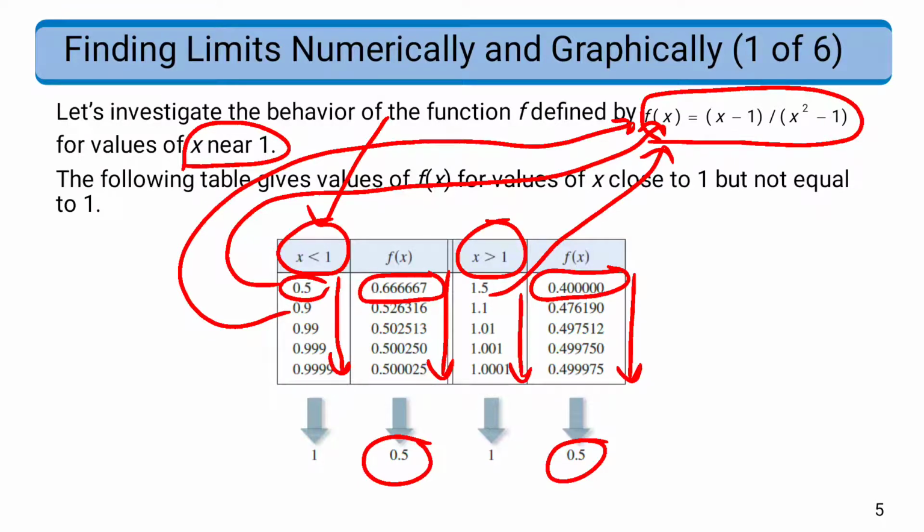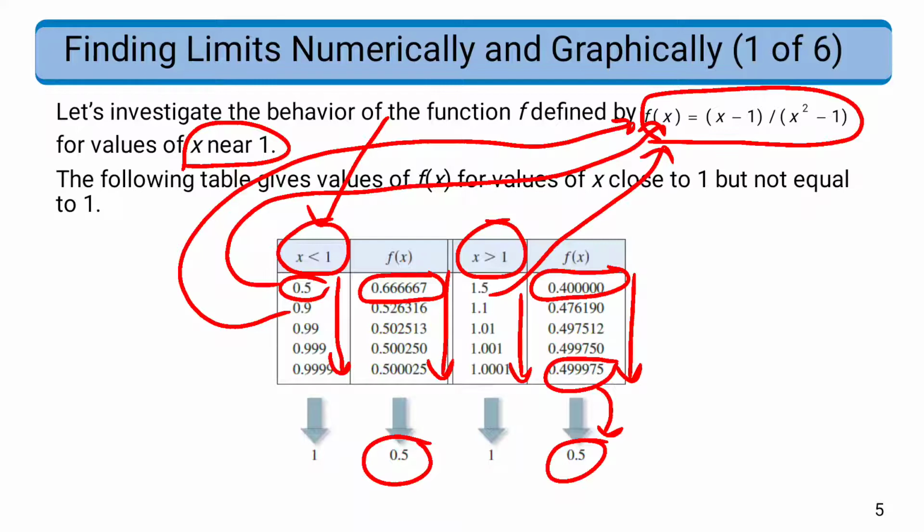And you can see, even by looking at the last value here of the function, it gets closer and closer and closer to 0.5. So we can guess that the limit of this function as we approach from the right is 0.5. That's a guess.